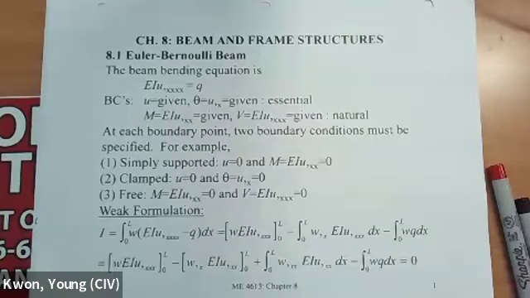So chapter 8 is beam and frame structures. We are going to start with the so-called Euler-Bernoulli beam bending problem. And I believe everybody knows the difference between a frame and a truss structure. Right? What's the difference between a frame and a truss structure? No?